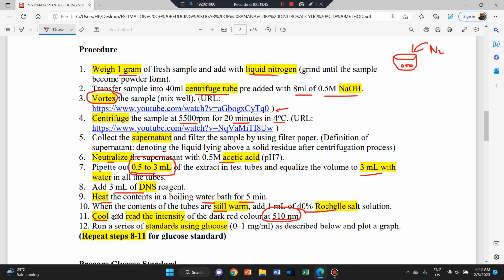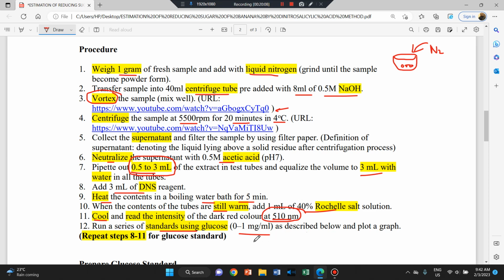stated on the number 12 there, run a series of standards using glucose, which the stock is 10 milligram per ml. You're supposed to dilute. There's a table below that will indicate how much of concentration that you need to achieve finally for around six test tubes. Let's look at that.